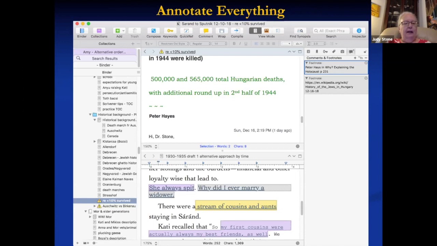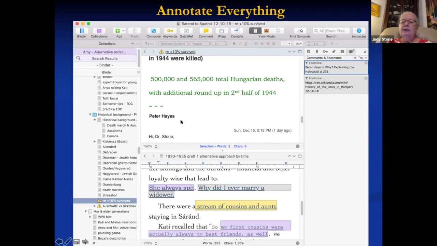And here you see one vignette or one page, which shows that historical background and some of the different cities in Hungary that I was gathering background information on. And I also had a separate folder for each person.